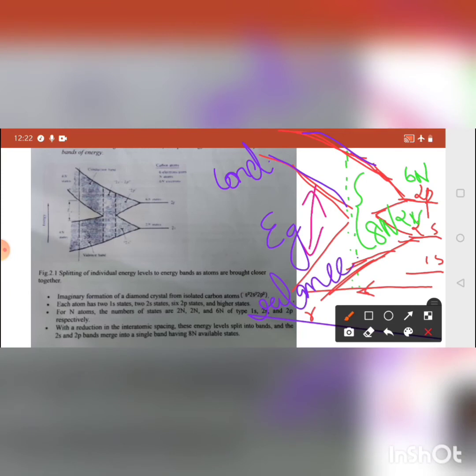When different atoms interact together to form solids, what will happen? The far away energy levels like 2s, 3s, when the interatomic space starts decreasing, these energy levels split into bands, and the 2s and 2p bands merge into a single band having 8n available states. With the reduction in interatomic spacing, the bands merge into a single band having 8n electrons.